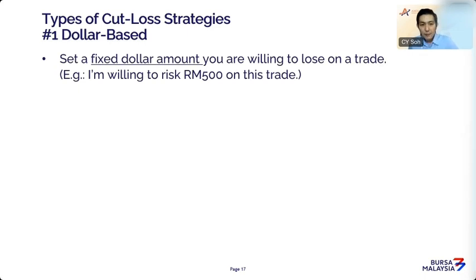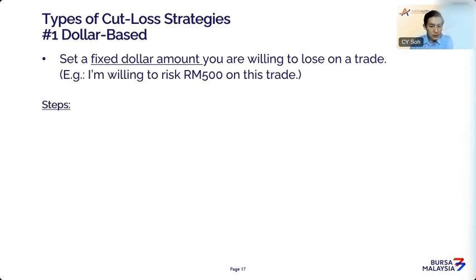The first method is the dollar-based approach. This is the most basic cut loss strategy. This is the easiest and most commonly used approach because of its simplicity. The dollar-based approach is a cut loss strategy that involves setting a fixed dollar amount as the maximum loss you are willing to take on a particular trade. Once this loss level is reached, you close your position to prevent further losses.